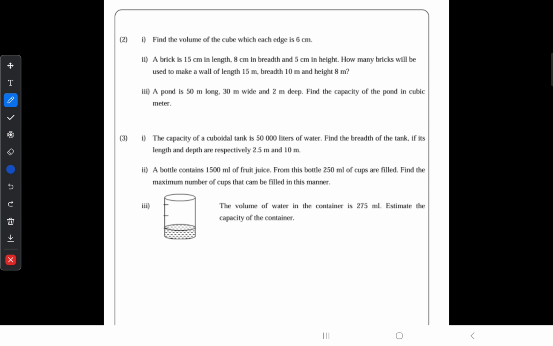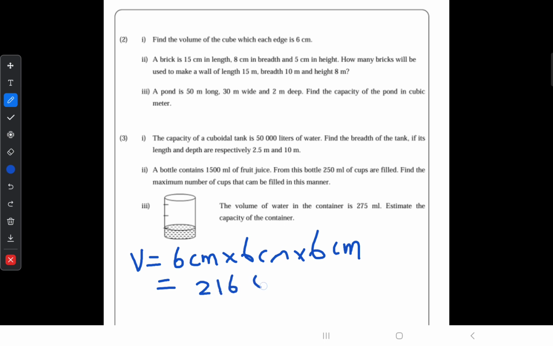Find the volume of the cube whose each edge is 6 centimeters. To find the volume of a cube, volume equals length into width into height. So 6 centimeter into 6 centimeter into 6 centimeter. All those are equal for a cube. So 6 into 6, 36. 36 into 6, it's 216 cubic centimeters. Easy. Direct question. 216 cubic centimeters.